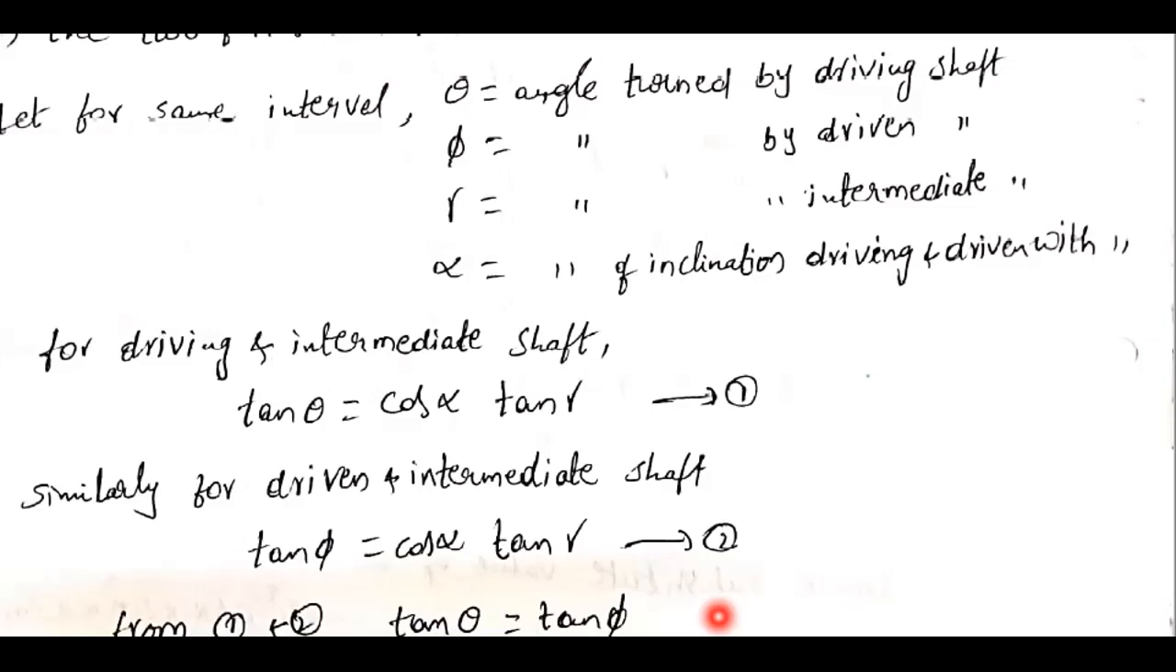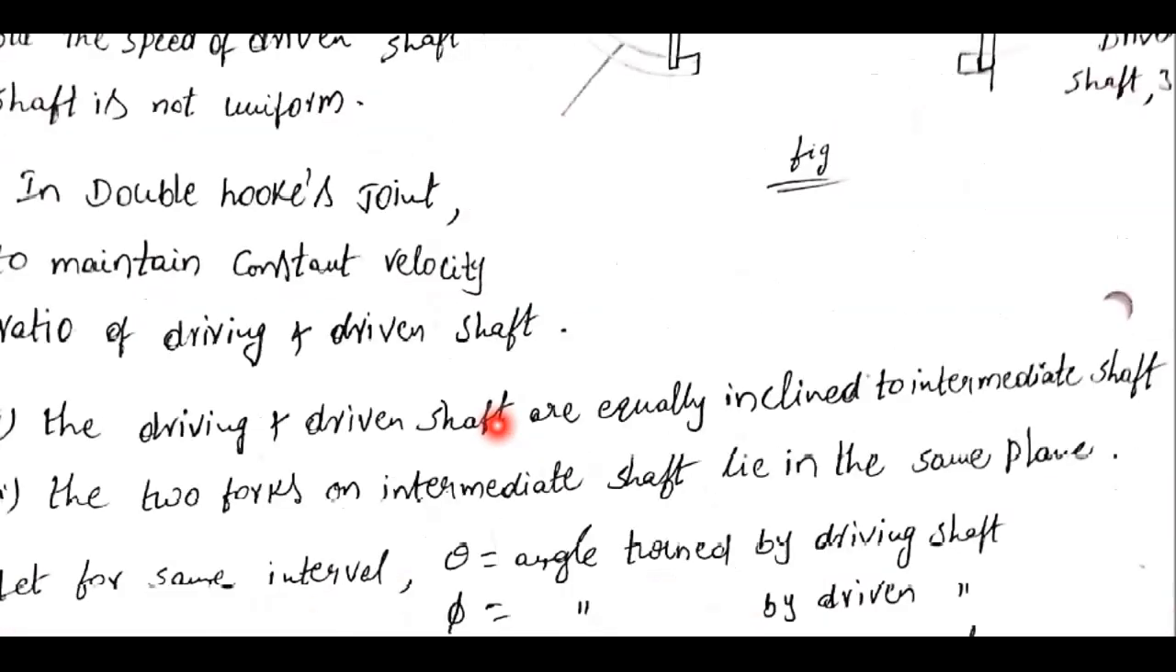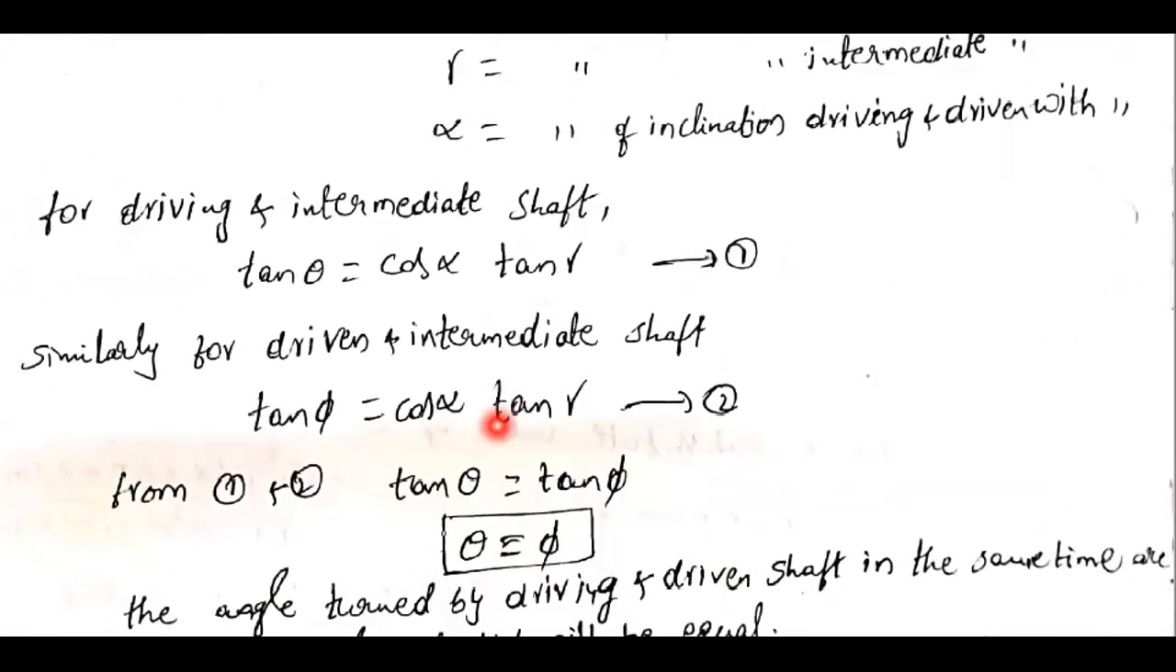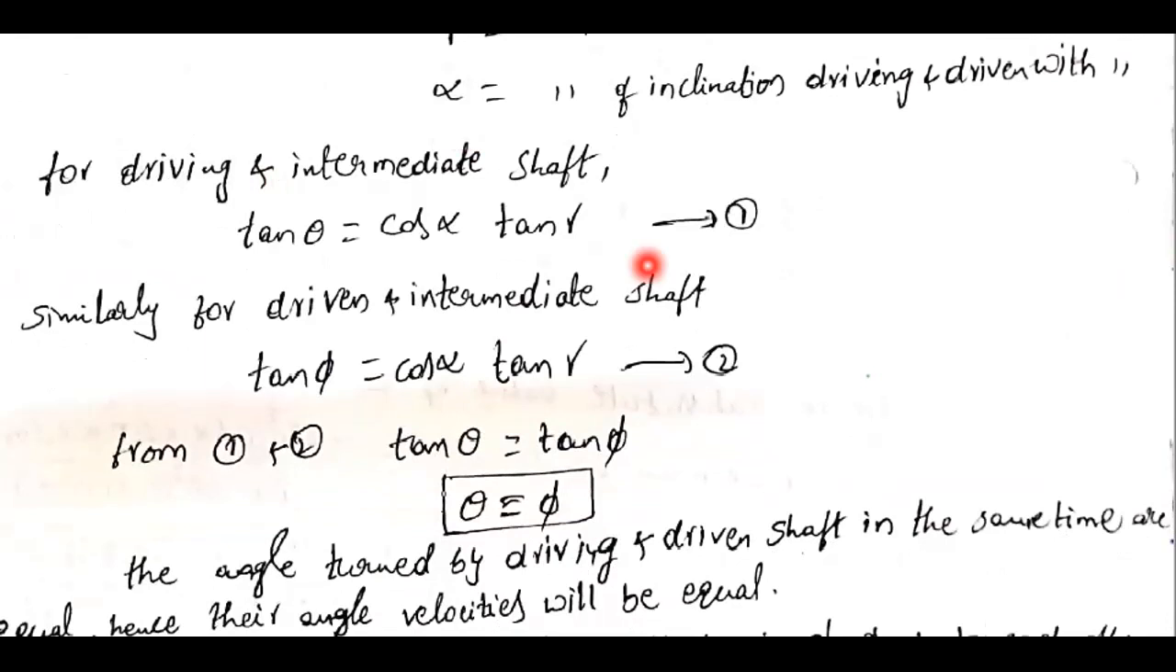Let us take the driving shaft and intermediate shaft. When we consider that, tan theta equals cos alpha tan gamma. So we may also write the equation between our driving and the intermediate shaft: tan theta equals cos alpha tan gamma.